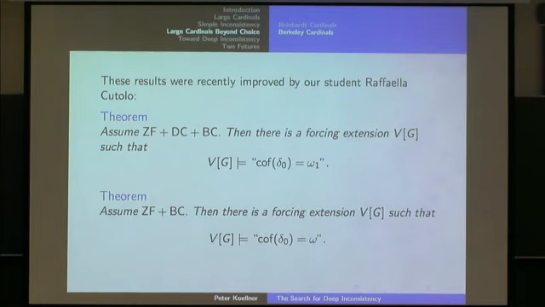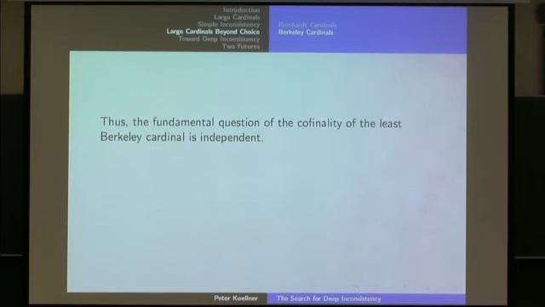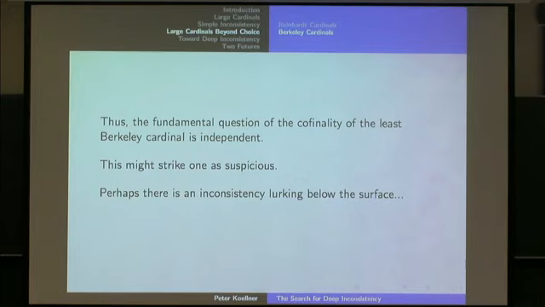Okay? And then there's a related result. If you just have a Berkeley cardinal, then you can force to get the cofinality omega. So this is an unfortunate situation, right? You would think that with these large cardinal notions, the cofinality shouldn't be omega, and you would also think that it shouldn't be undecidable what the cofinality is. I mean, if it's undecidable, how are you going to figure it out? But it turns out that it's undecidable. So you've got radical independence appearing at this level, and that might make one suspicious. So you might think, perhaps there's an inconsistency lurking below the surface.